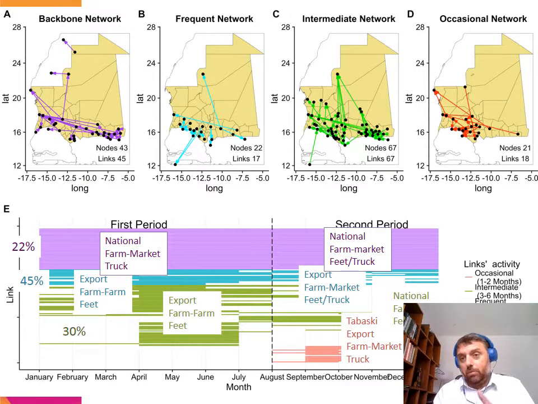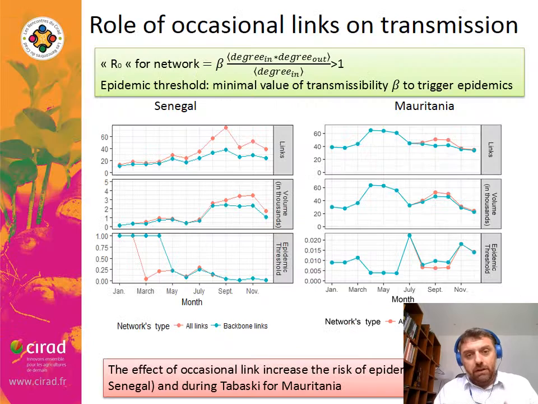Now, not only do we notice that the occasional networks appear only when Tabaski is occurring, but also the effect of Tabaski is changing the function of the network. Like we can see here in the CN network, at the beginning, in the first part of the year, this network is used for connecting farms. In the second part of the year, most of the movements are towards markets, and the use of trucks is increasing.